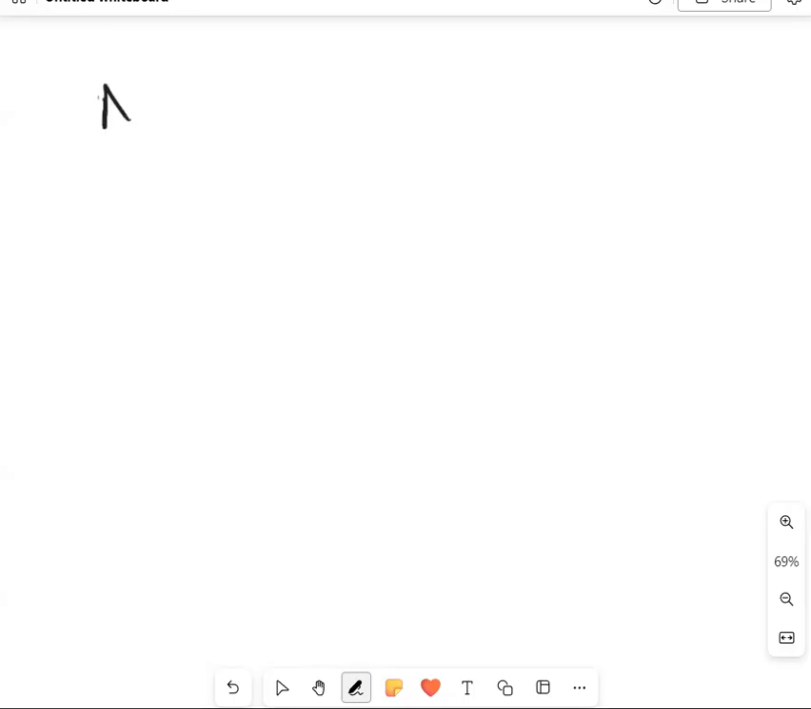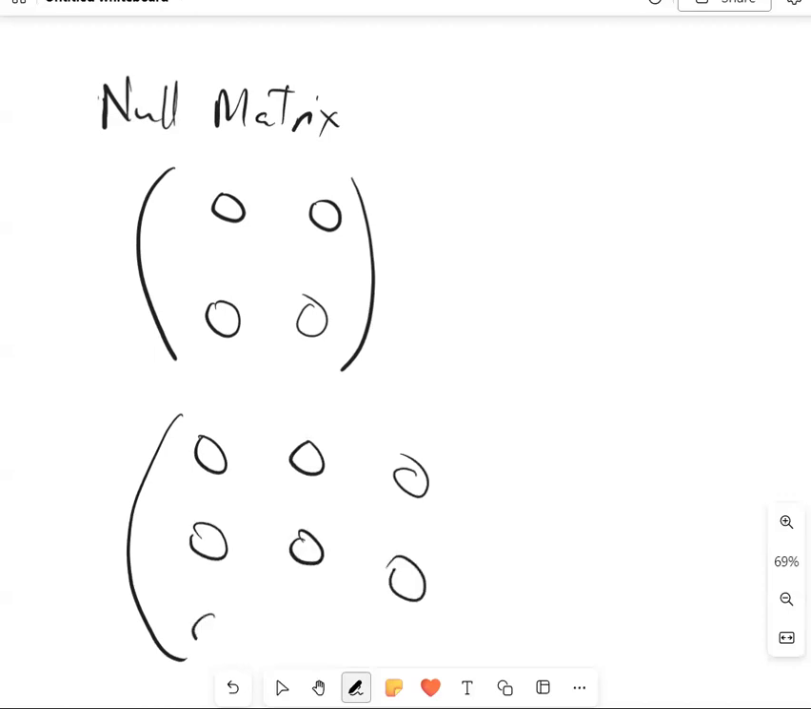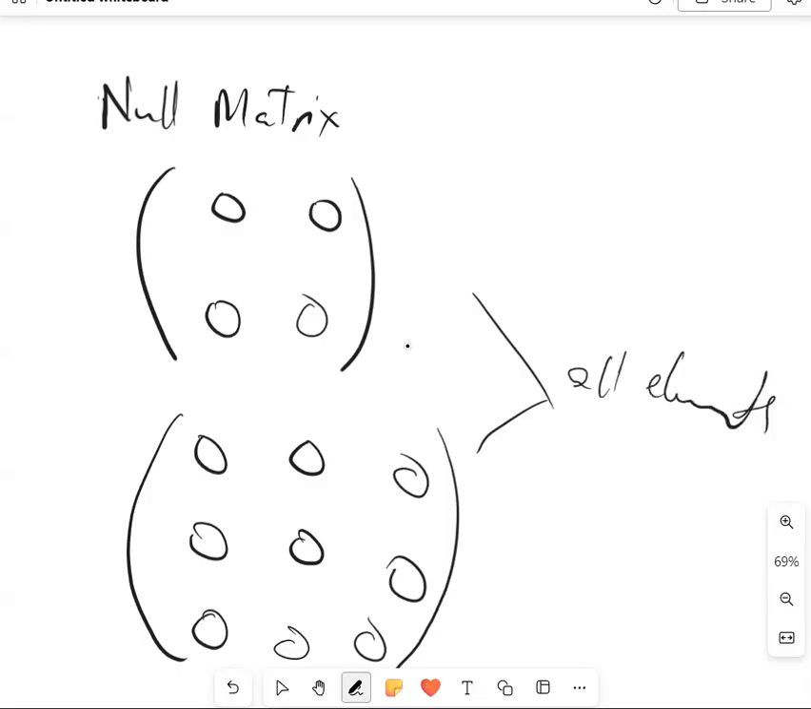There's what you call the null matrix. Right? And that's the matrix where all the elements are zero. You know, where you have a 2 by 2 like that, or you have a 3 by 3. Right? It has to be a square matrix in the first place, right? But all elements are zero.